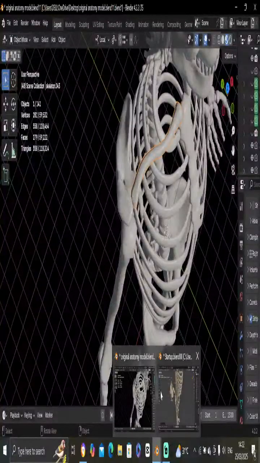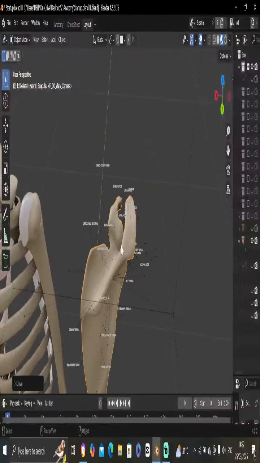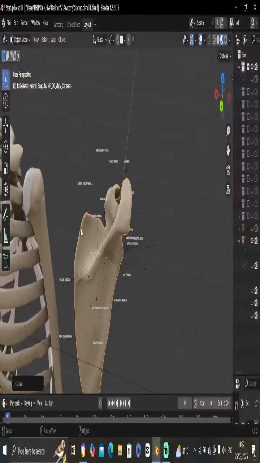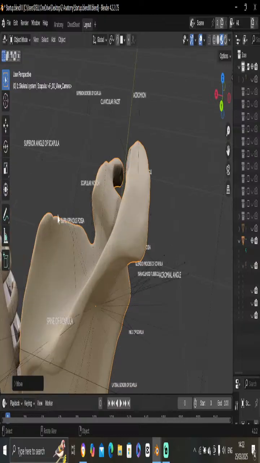Now if we trace the superior border, this line is the medial border. Now this is the superior angle. I'm not done with the labeling of some of these parts, but as you can see, the superior angle of the scapula has been labeled. If we trace the superior border laterally, we can see a notch, a depression here. This depression is what is known as the scapular notch.